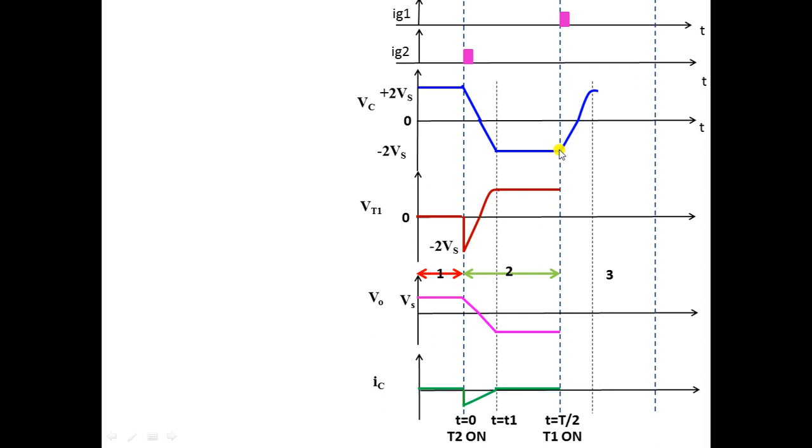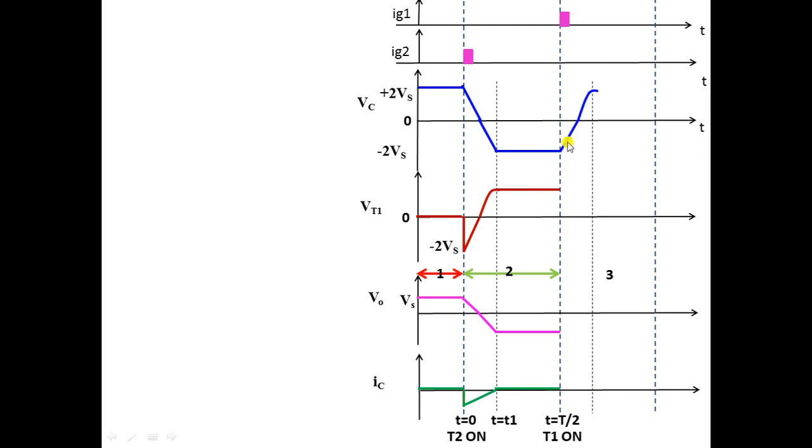Here it has fully charged to plus 2 Vs, and then it remains constant. So from here it discharges, goes to 0, and again charges to plus 2 Vs. So during this changing of capacitor voltage, the capacitor current is established in the circuit, which will be positive. This is plus IC.